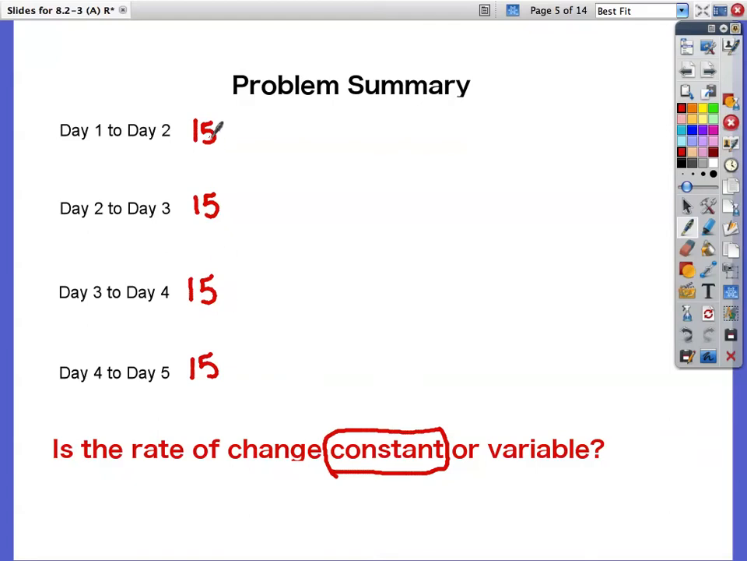If this wasn't 15 and this one was 15, let's say this one was 13 instead of 15, we would say that the rate of change was variable. But in this case, it wasn't. Let's do one more example, and I think this last example is actually slightly easier because we at least have a graph to look at.